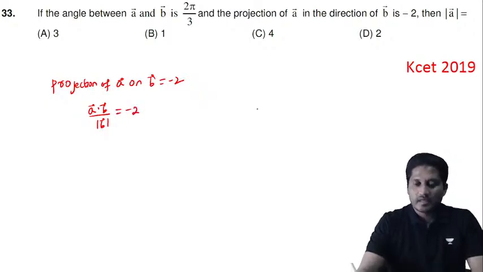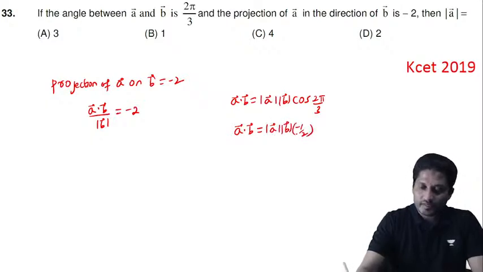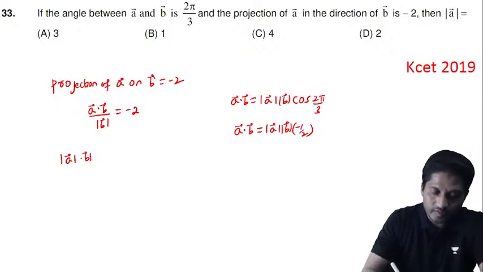Right, isn't it guys? Now it's already given in the problem that the angle between A and B is 2 pi by 3. So A dot B is equal to mod A into mod B into cos theta, that is cos 2 pi by 3. So this is A dot B, which is equal to modulus of A into modulus of B, and cos 120 is minus half. So this is modulus of A into modulus of B into minus half divided by mod of B is equal to minus 2.